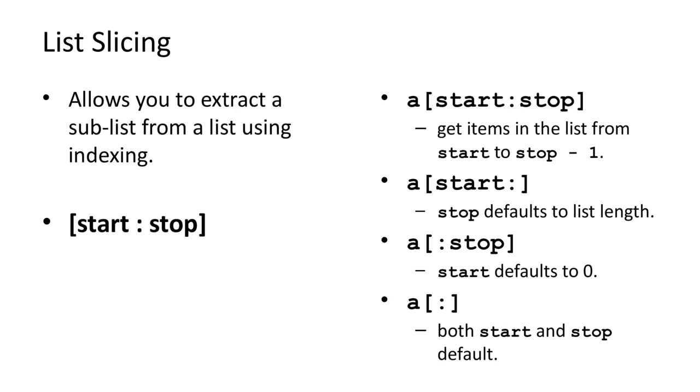List slicing uses square brackets with two indexes, separated by a colon. The value before the colon indicates the start of the sublist. The value after the colon indicates the end of the sublist. Note that the start is inclusive and the end is exclusive.